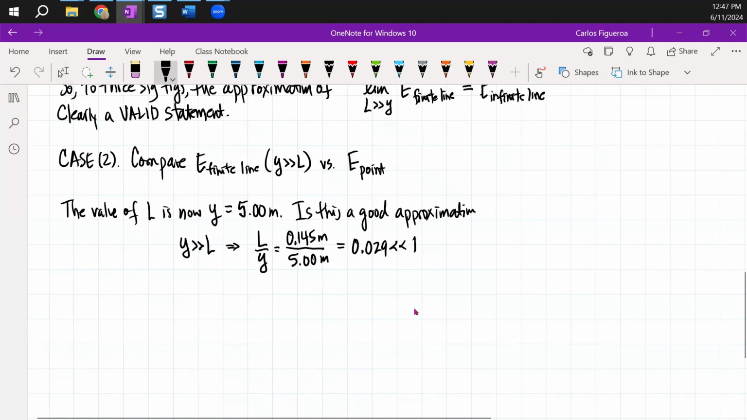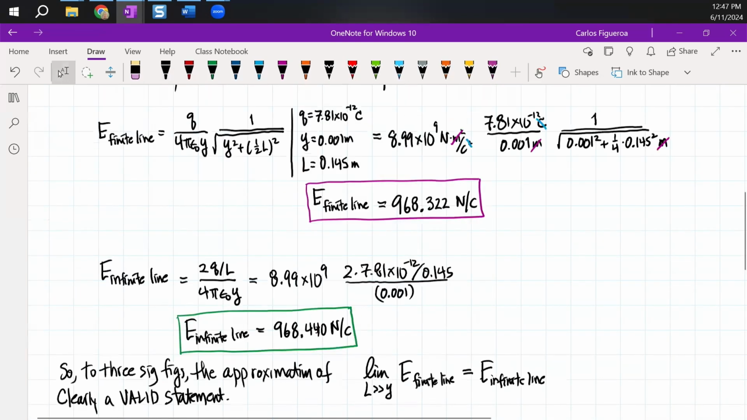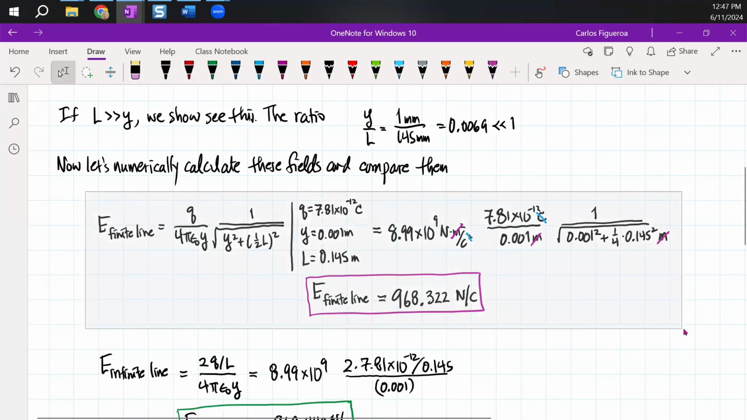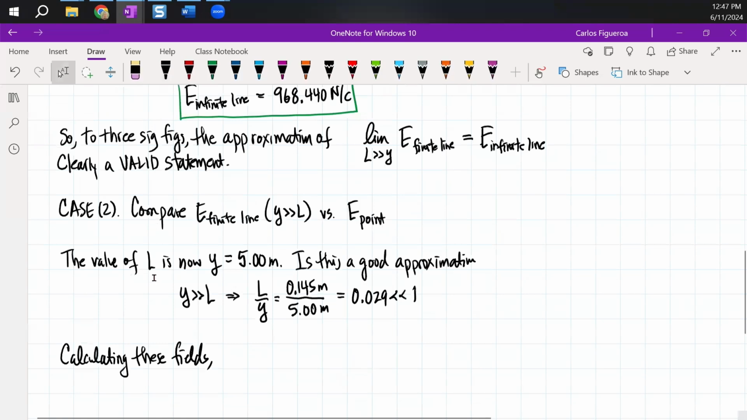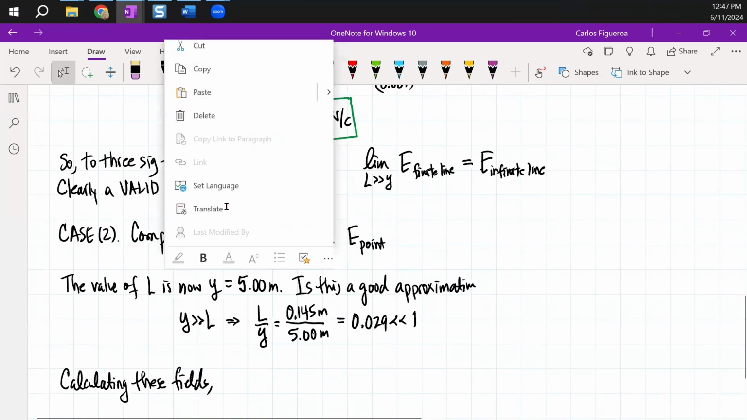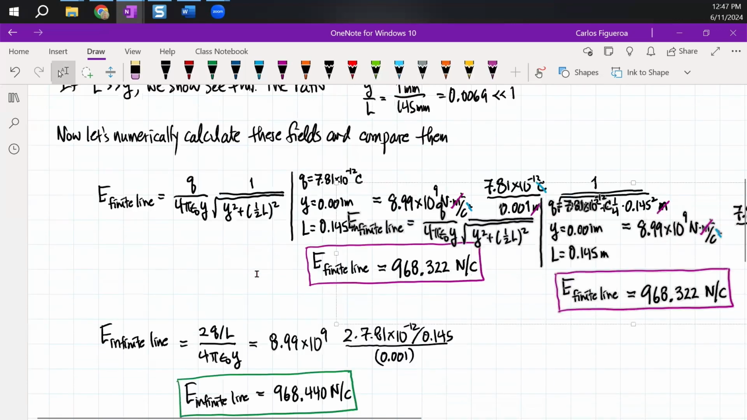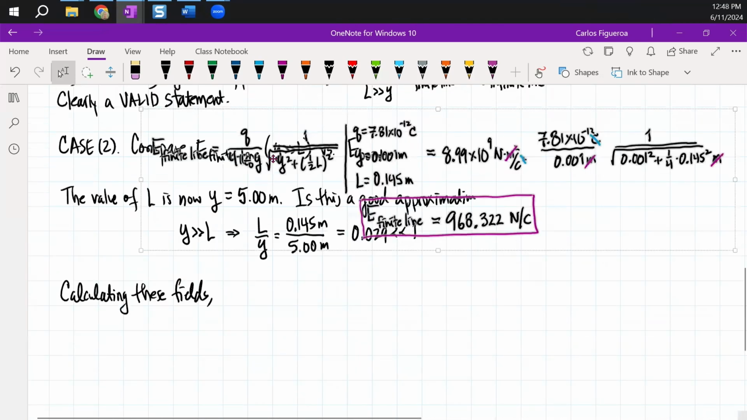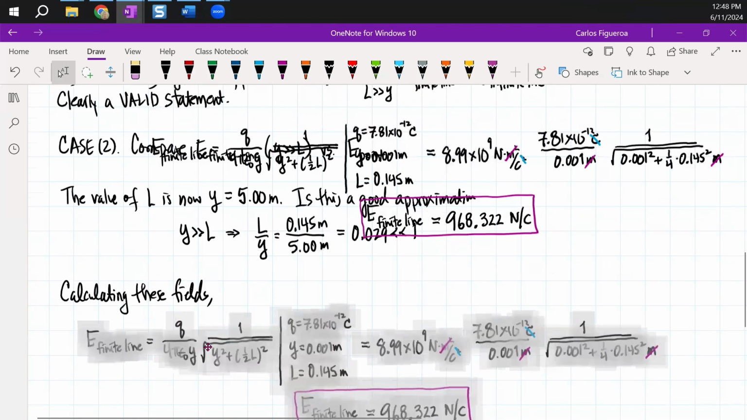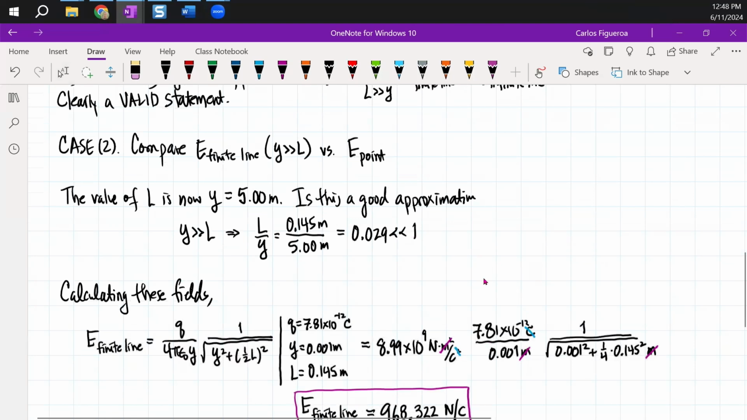So let's calculate these fields. Calculating these fields, we see the following thing. Now, the field of a finite line is the same only with a small change. So I'm going to come over here and I'm going to copy this, because the only thing that's changed here is the value of y. So that's the only thing we have to change here. So if I do that, then this is what I'm changing.